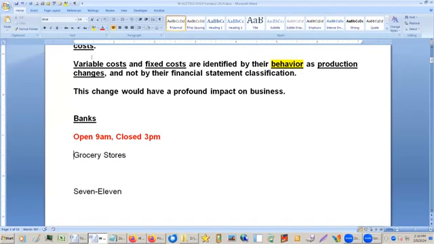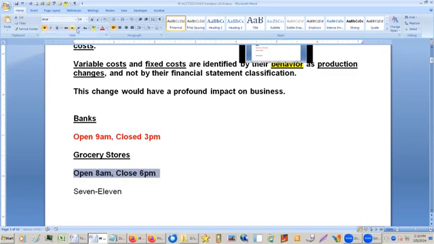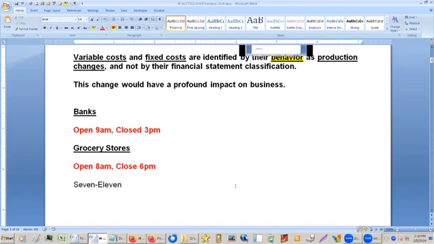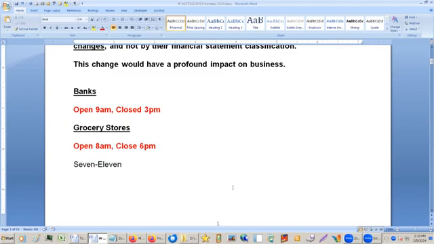Grocery stores. Grocery stores would open usually at 8 a.m. and they would close at 6 p.m. Some stores would be a little more progressive and have once a week where they'd be open till 8, like on Friday or something. But if you wanted to go to the grocery store, that is when you did it.